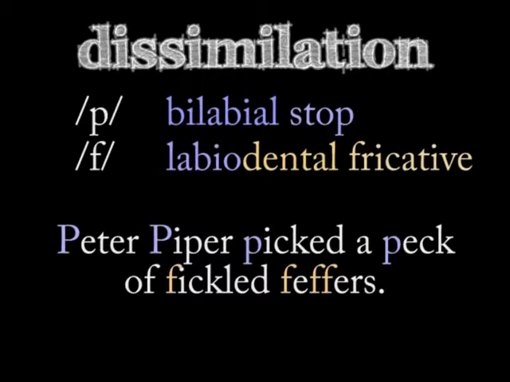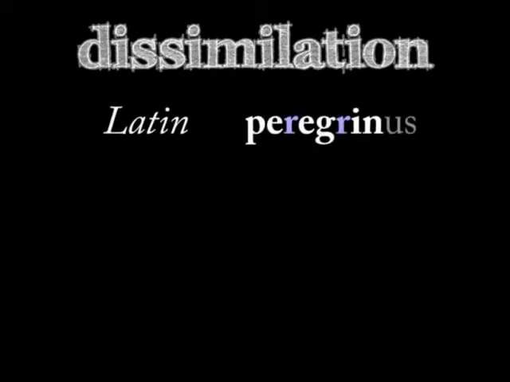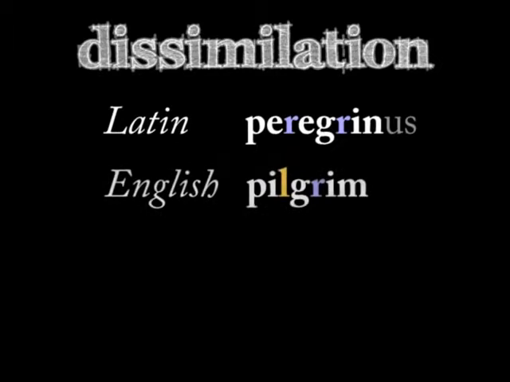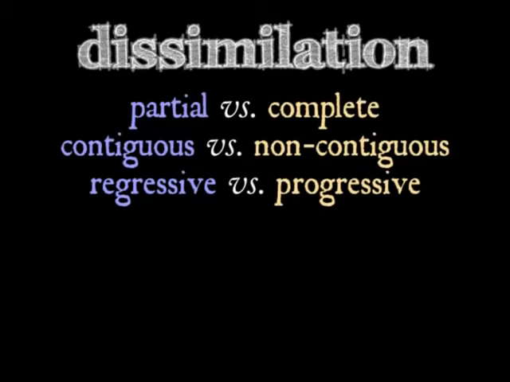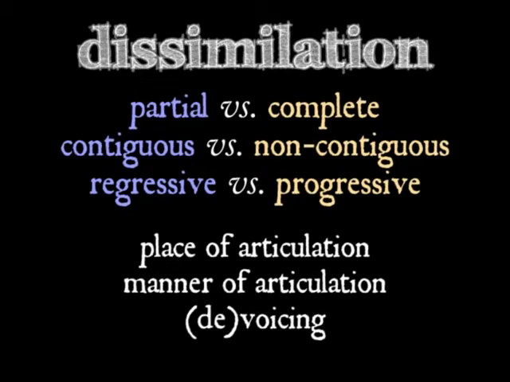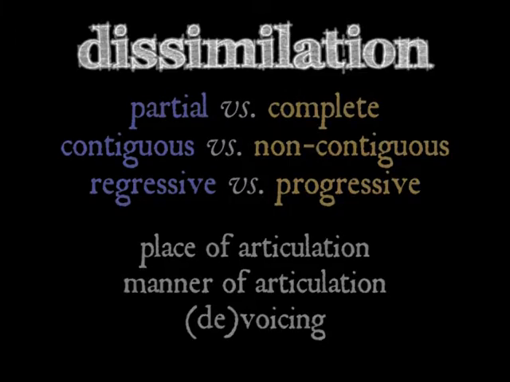But there are more serious examples in language history. The Latin root peregrin comes into English as pilgrim rather than pirgrim. The first r dissimilates to an l. Dissimilation has the same characteristics found in assimilation. They can be progressive or regressive, contiguous or non-contiguous, involve voicing or devoicing, and so on. The one consistent difference is that this process involves two sounds becoming less alike.